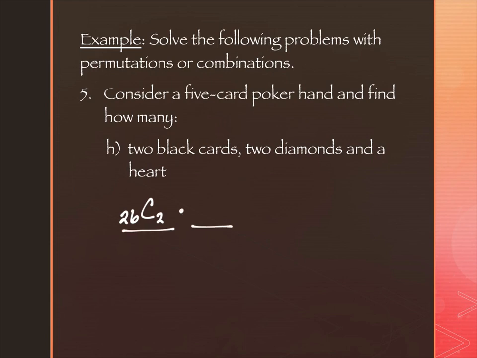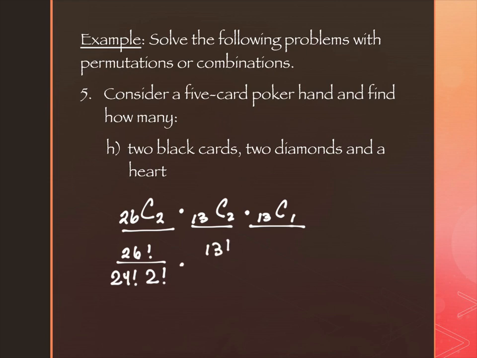Fundamental principle of counting. Next object says 2 diamonds. There are 13 diamonds, and I'm going to choose 2 of them. And then there's 1 heart. 13 hearts, and I choose 1. This is a very random sort of hand, but very typical. So I have 26 factorial. I choose 2. I don't choose 24. 13 factorial. I choose 2. I don't choose 11. And then 13 factorial. I choose 1 and I don't choose 12.